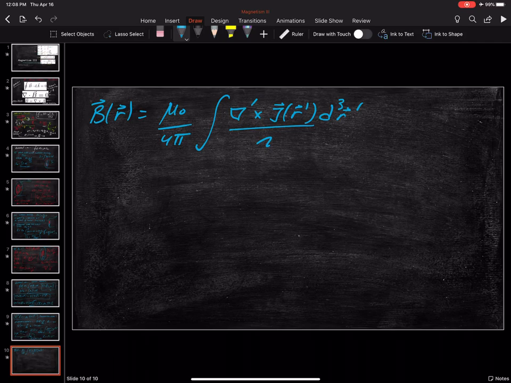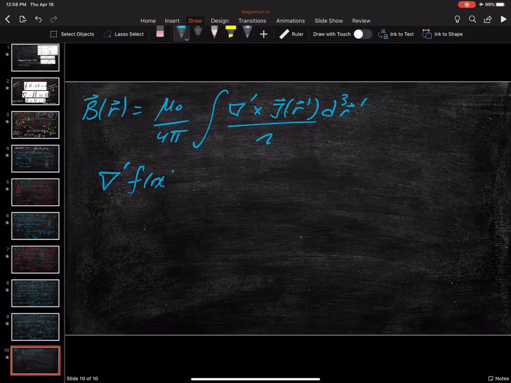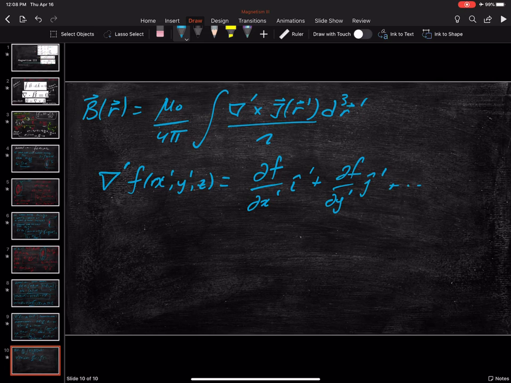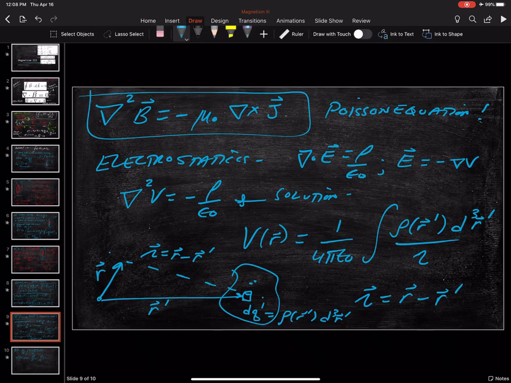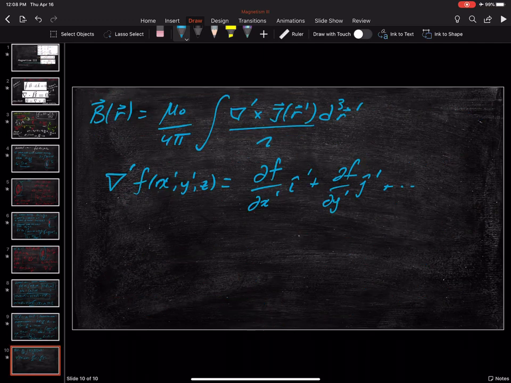So this means, for instance, del prime of f of x prime, y prime, z prime just means take the derivative with respect to x prime, i hat prime, plus the derivative of y hat prime, j hat prime, and so on. Remember, you're integrating over the prime coordinates, which is this bunch of stuff over here. We're not going to do too much with this solution, but it's nice to be able to write it down very, very quickly. And so that means that stuff that we've done for voltages also applies here.